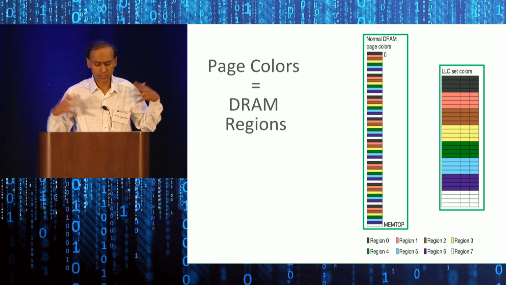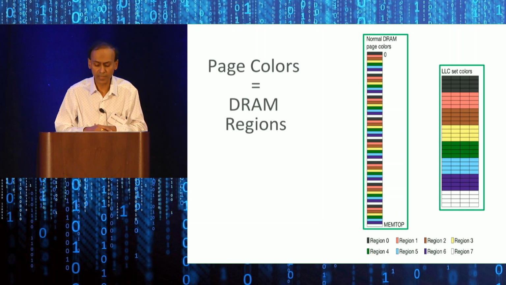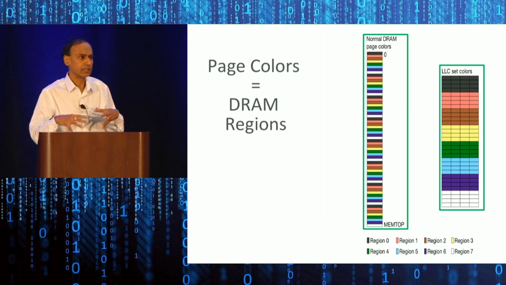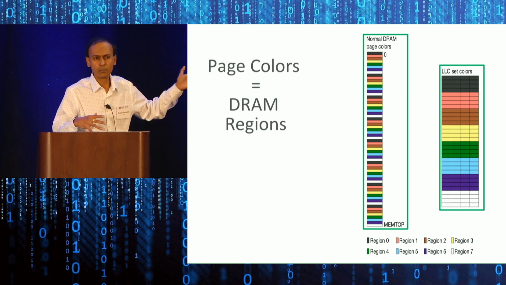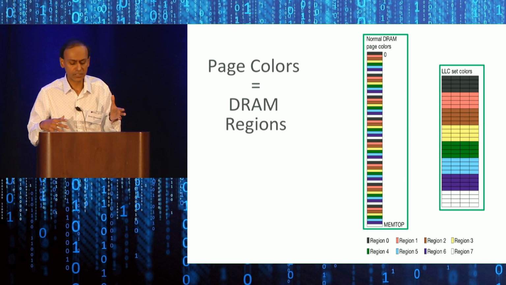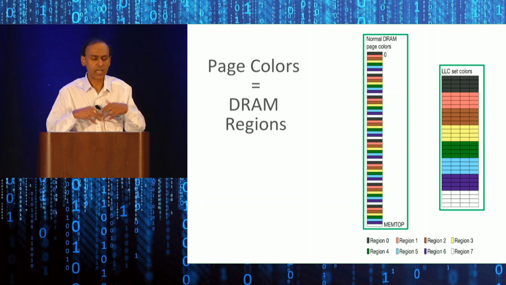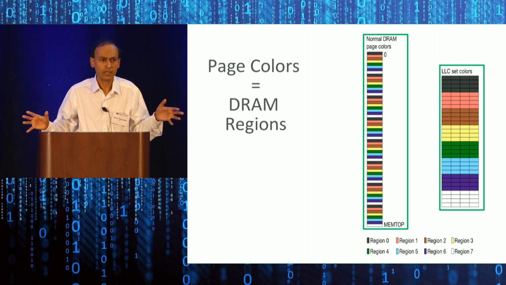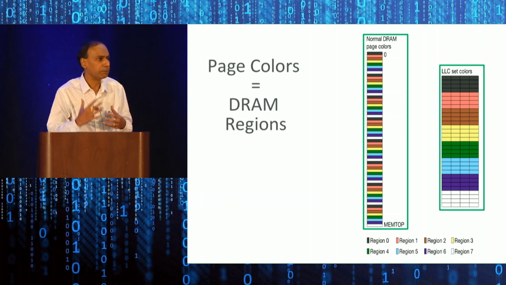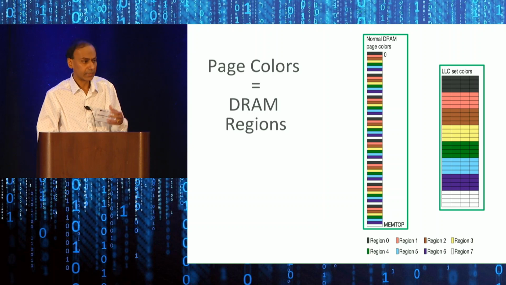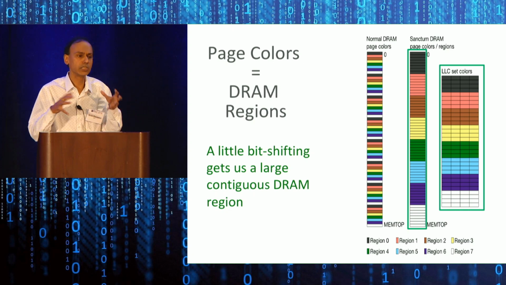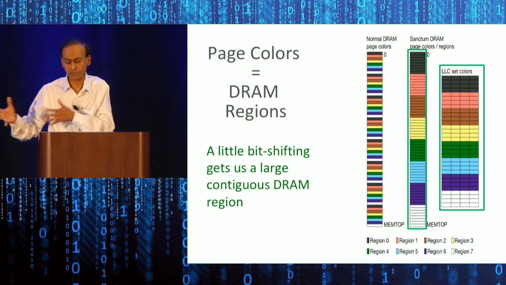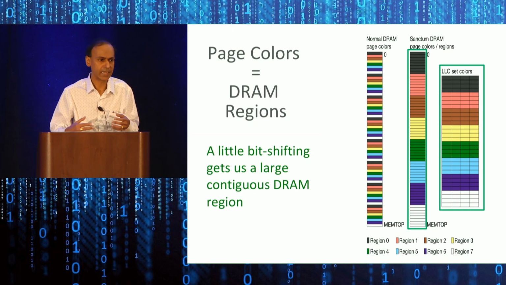And then what happens if you just do this in a naive way is that you now break up the DRAM into different regions as well, corresponding to the different colors. And this is a little bit annoying from a performance standpoint, because these colors are spread apart. And so then again, a little bit of bit shifting in the hardware, a change in the hardware, is going to give you the picture that you see here, where you have contiguous DRAM regions, as well as obviously the contiguous shared cache regions.